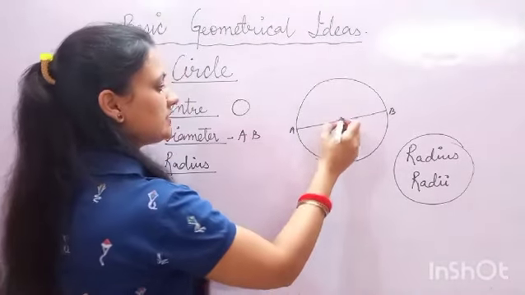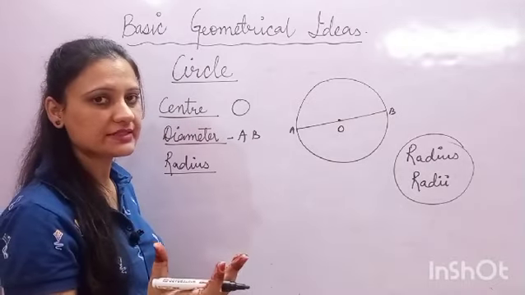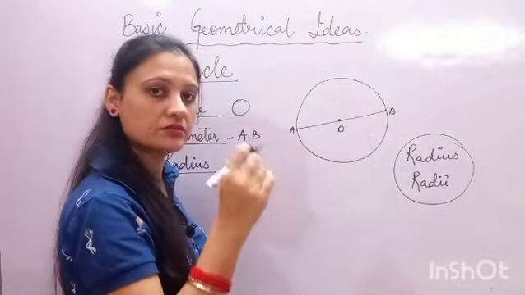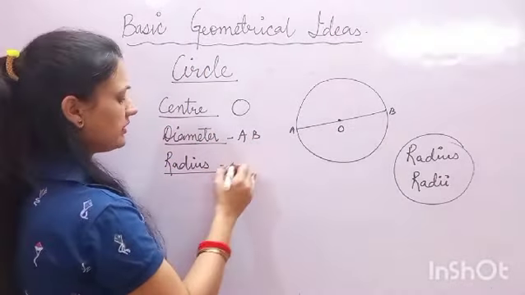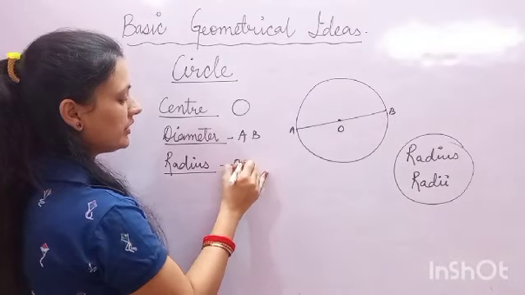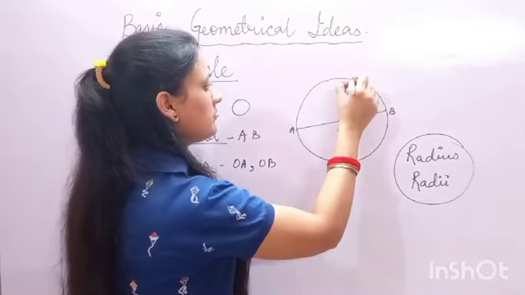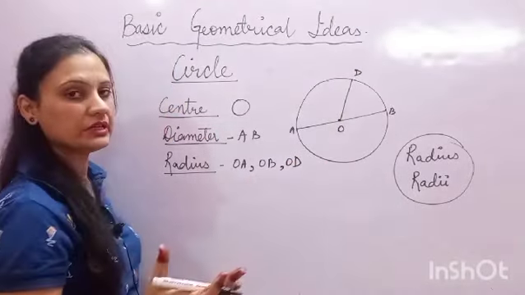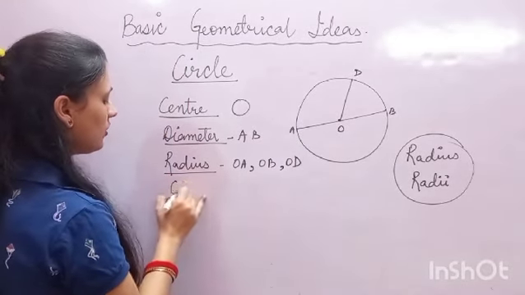Okay, next let us talk about the radius. So what is radius? Radius is a line segment which touches the center and the circle. Center and the circle. So here also we can see the radii. Let us write down the names of the radii: OA, OB. These are the radii. Another radius you can make like this. OD is also a radius. So we have written 3 radii here. Clear? Next let us talk about the chord.